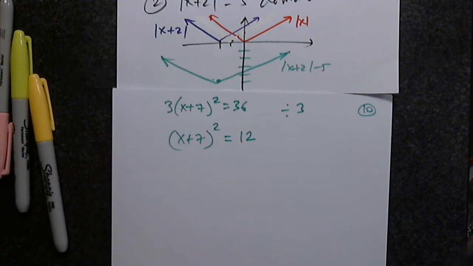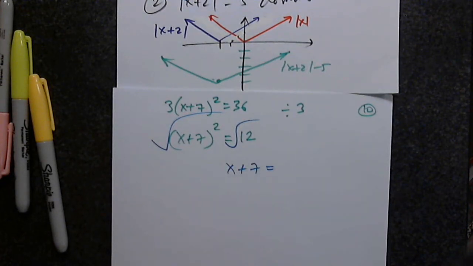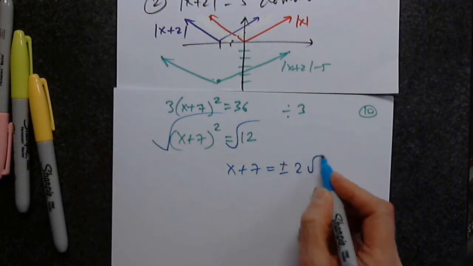That means it's the square root. Exactly, this is a typical situation. How many solutions? Very good. So then x plus 7 equals plus or minus 2 the square root of 3.